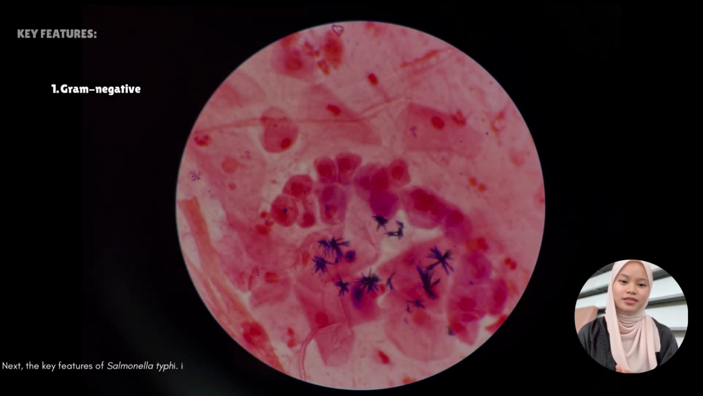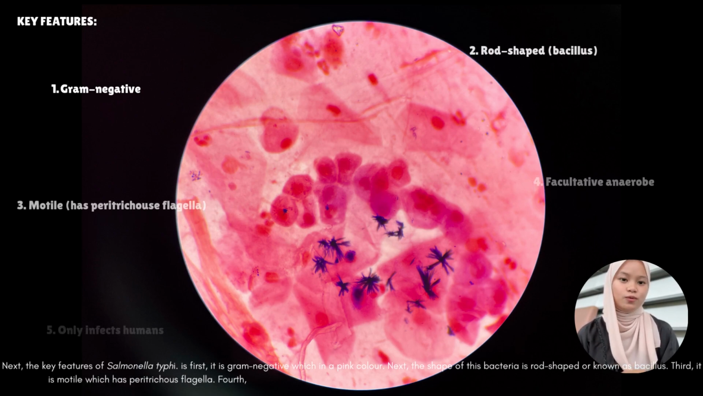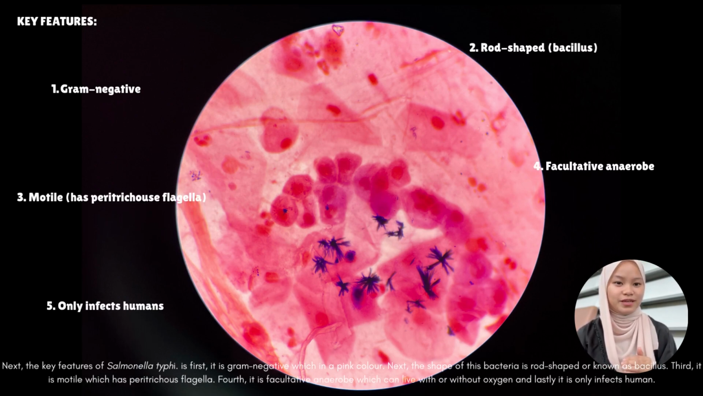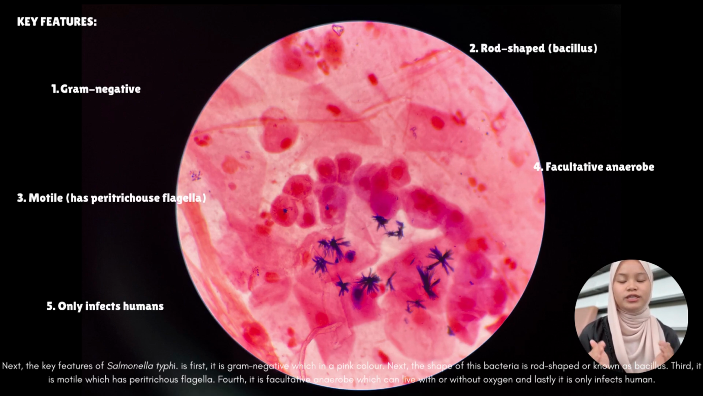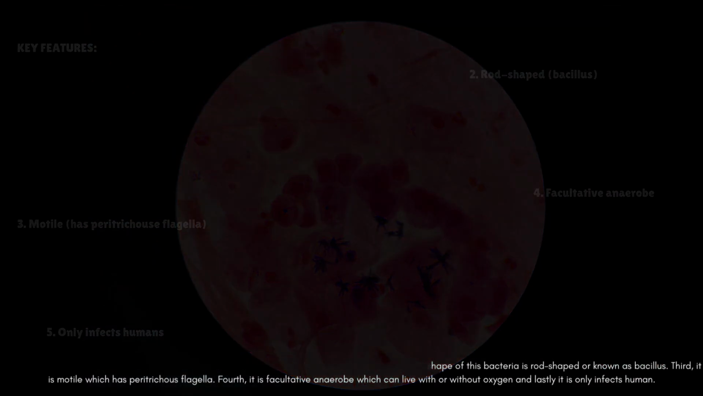Next, the key features of Salmonella typhi. First, it is gram-negative, which is in the pink color. Next, the shape of this bacteria is rod-shaped, which is known as bacillus. Third, it is motile, which has a proteus flagella. Fourth, it is a facultative anaerobe, which can live with or without oxygen. And lastly, it only affects humans.